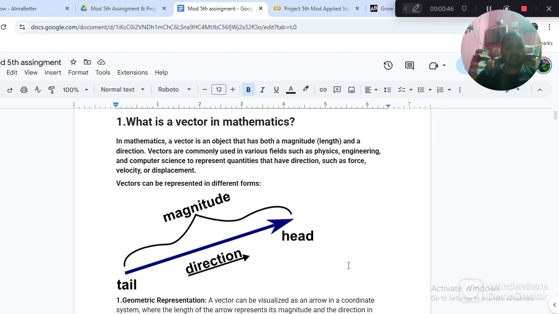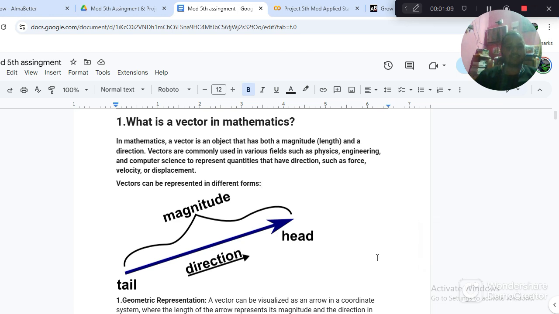Now, what is a vector in mathematics? In mathematics, a vector is an object that has both a magnitude and a direction. Vectors are commonly used in various fields such as physics, engineering, and computer science to represent quantities that have direction, such as forces, velocity, or displacement.